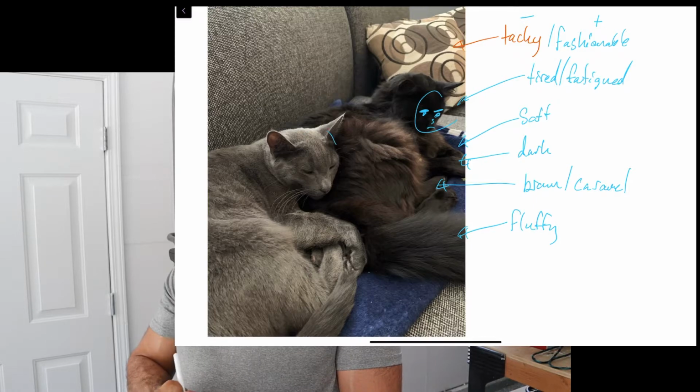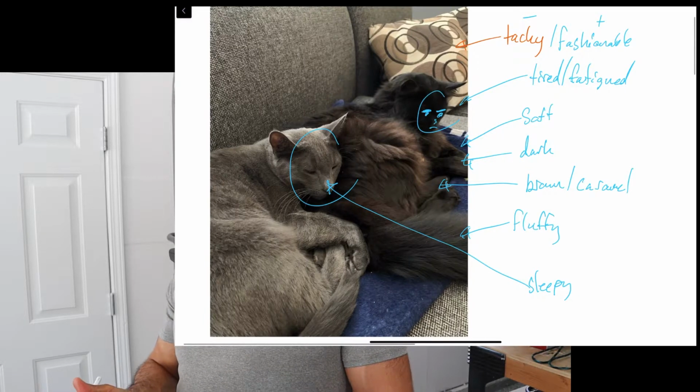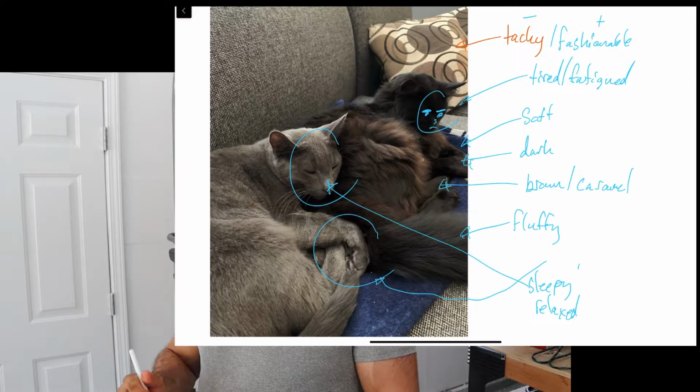His brother has a very sleepy looking expression, right? He looks very comfortable. He looks very relaxed. I'll just write that in there. He's relaxed. His paws are curled.